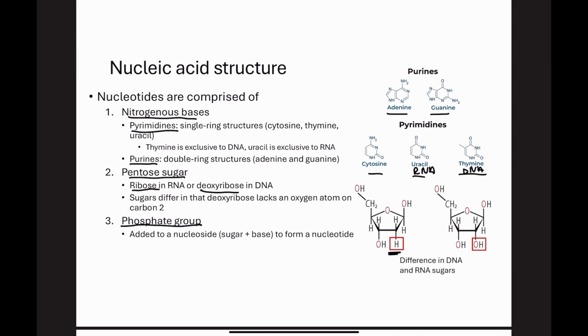And our ribose is going to have an oxygen on our second carbon. And the last component of a nucleotide is the phosphate group. This phosphate group is going to attach to the sugar molecule, and it's going to link nucleotides in a chain. So our phosphate group is added to a nucleoside, which is defined as our sugar and base, to form a nucleotide.